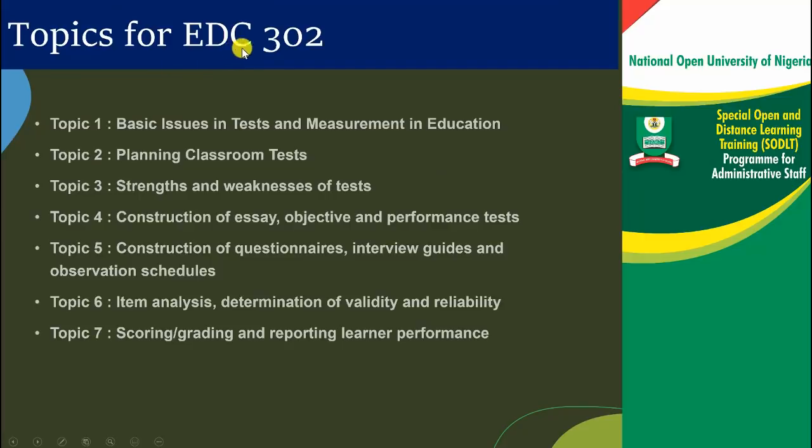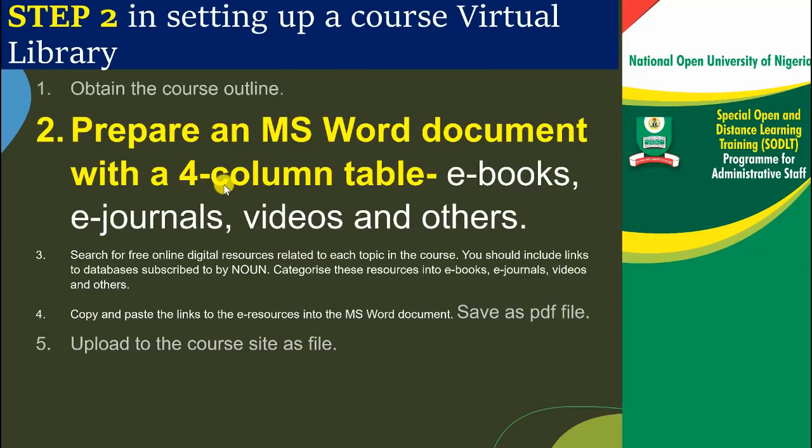As I showed you earlier, this is EDC 302, and these are the topics, starting with basic issues in test and measurement. I want to build the virtual library for EDC 302 within that course. That's what I want to set about doing. So how do I proceed? The next step is step 2. Step 2 is to prepare a Microsoft Word document with a 4-column table where you have eBooks for one column, e-journals for the other, videos and others. So let us do step 2.